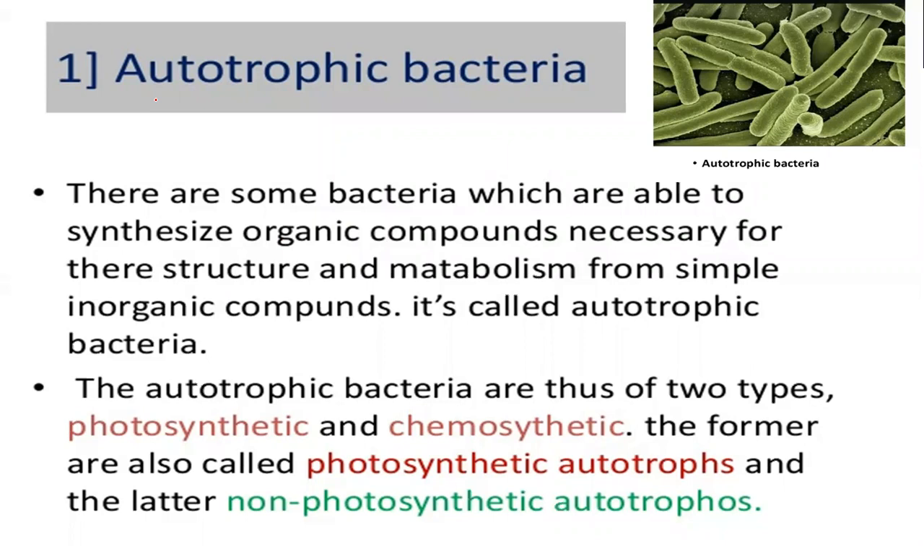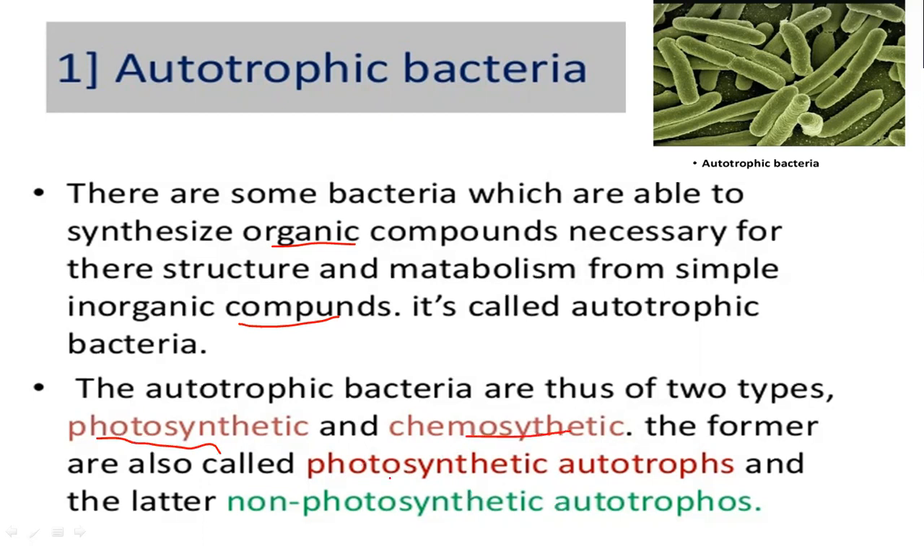Auto means by themselves, and troph refers to the feeding habit. They are generally called photosynthetic bacteria also. But autotrophic bacteria are of two types, photoautotrophs and chemoautotrophs. Autotrophs are bacteria which are able to synthesize organic compounds necessary for their structure and metabolism from simple inorganic compounds by themselves, and that's why they are called autotrophic bacteria. And they are of two types, photosynthetic and chemosynthetic bacteria.